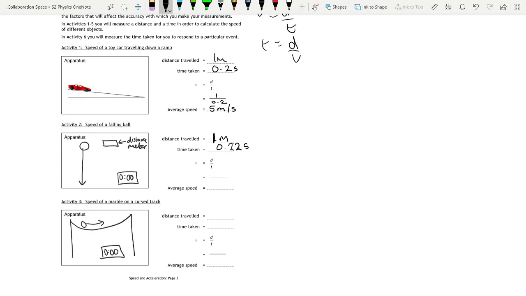So speed is distance divided by time. So I'm sure you can do this yourself. But the distance is 1 divided by 0.22. And if you put that into your calculator, I'll just pause a second while you do that. The average speed should come to 4.54 meters per second.